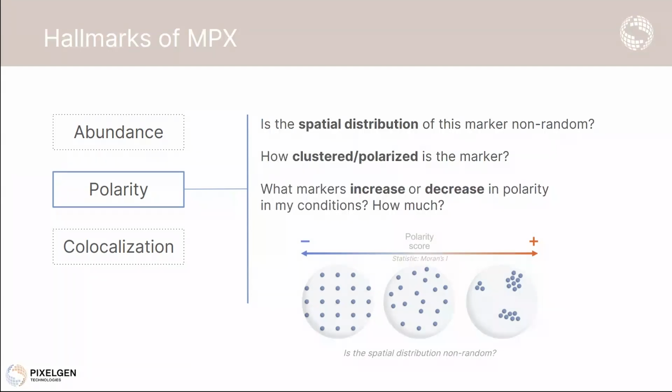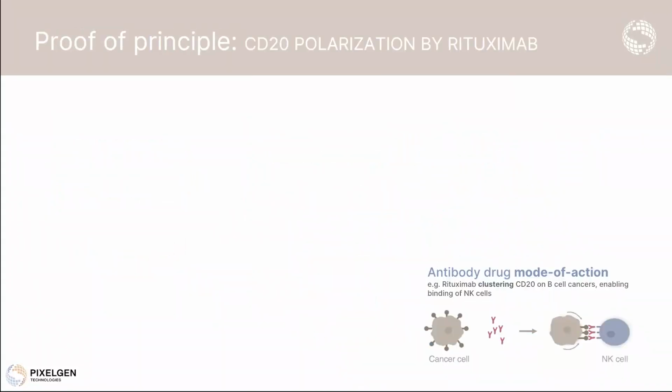And then we can see for each of these markers that we have in the panel, is the spatial distribution of this marker non-random? And if it is, how clustered or polarized is the marker? I'll also do this kind of differential analysis, so seeing what markers increase or decrease in polarity in my conditions, and to what extent. So that was the first spatial metric, and I just wanted to show you kind of a proof of principle, what that looks like from the lab.